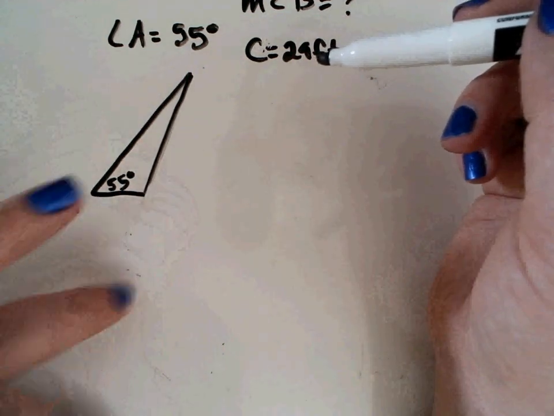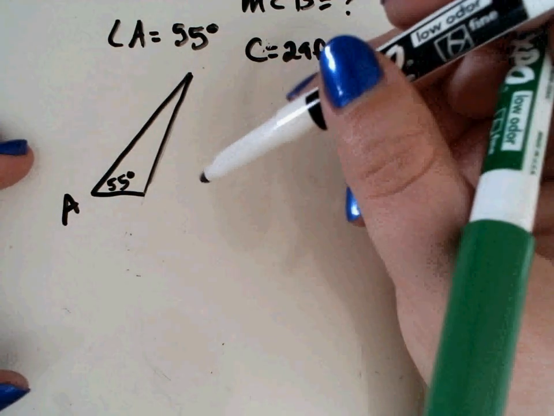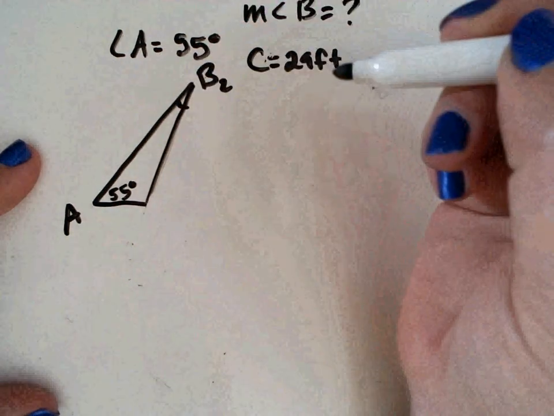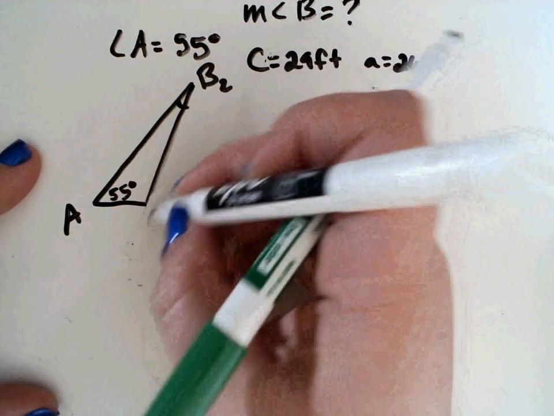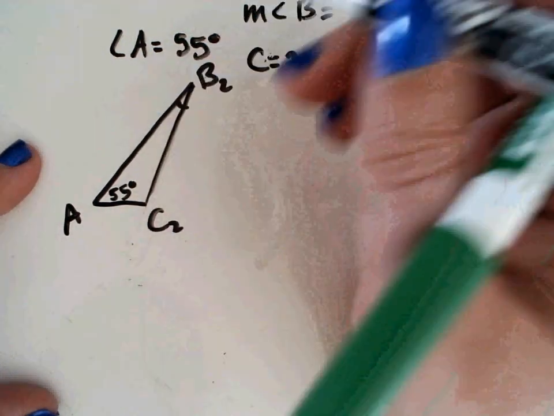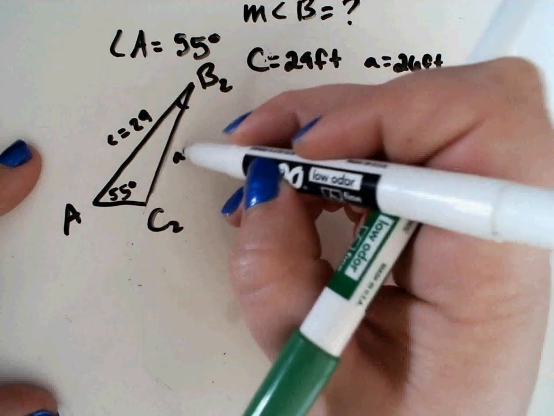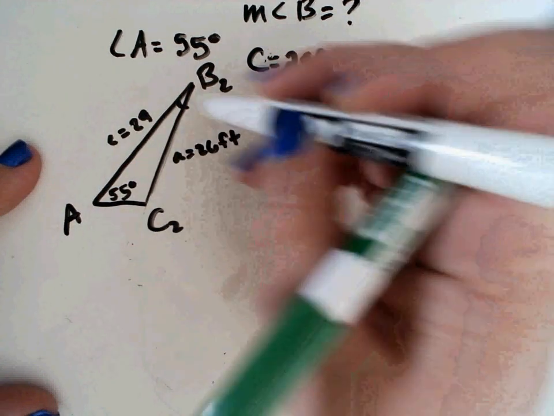Interesting. Just kidding. I totally labeled the B wrong on the image. B is up here. So we're talking about the difference between this angle and the other one. This is angle C. Oops. Okay. So C is 29 and A is 26.